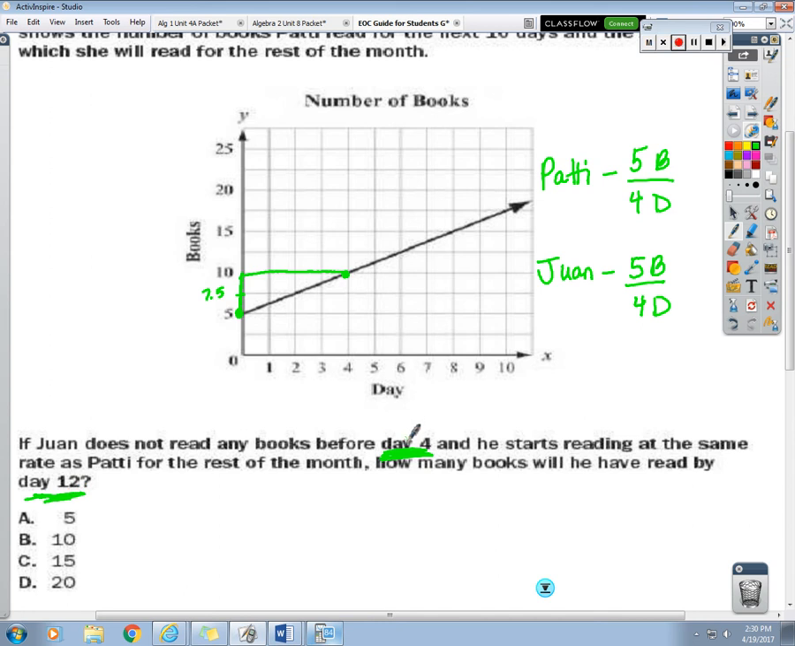So if he starts reading at day 4 and he finishes reading at day 12, how many days did he read? 8 days. From day 4 to day 12 would be reading for 8 days. Well, guys, if he reads for 8 days and his rate is 5 books every 4 days, how many books will he have read at 8 days? 10. Because look, you just double it. 4 days, 5 books, so 8 days is double that, so 10 books. Does that make sense? Okay, turn to the next page.